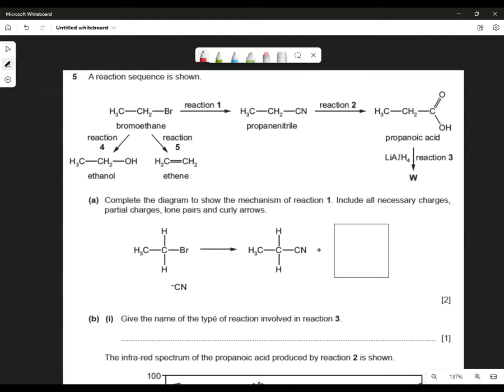All right, let's pick a nice red pen. First thing you've got to do is put the charge differentials on, so plus and minus. You've got to put your electrons on the nucleophile. Okay, and then this is going to attack this carbon there, and these electrons are going to go away. So you're going to get this, and the bromide ion is going to be released. Okay, 2 marks. Give the name of the type of reaction in 3. Well, lithium aluminium hydride is a reducing agent, so this is going to be a reduction.